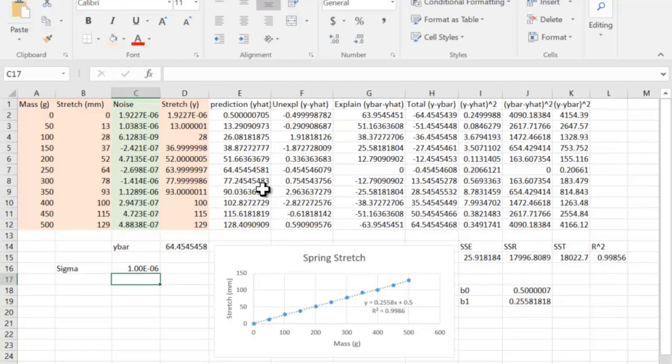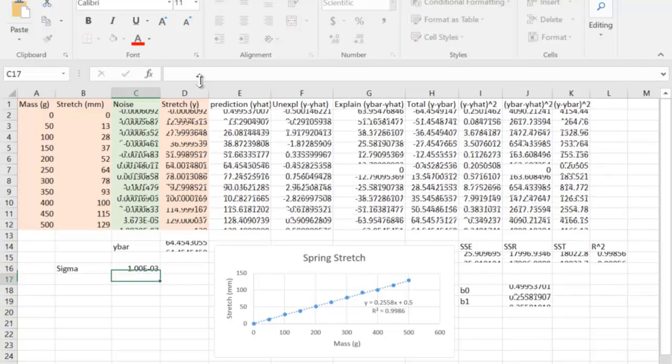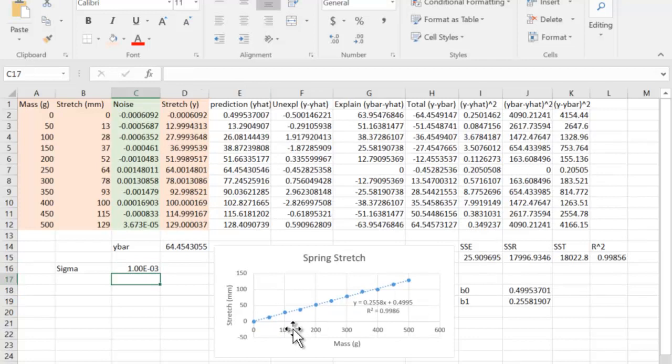The R squared is still the same. The numbers are basically the same. I guess in the very least significant digit, you're starting to see just a little bit of noise variation. Let's crank up the noise some more. How about we go to 1/1000th? And you can't really tell any difference on the graph. The R squared is the same to 4 significant digits. In column D, you can see just a little bit of deviation now from column B.